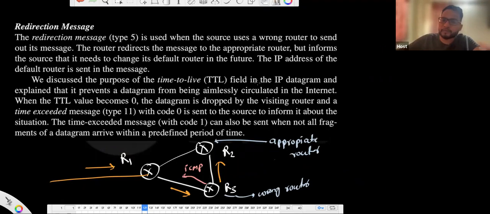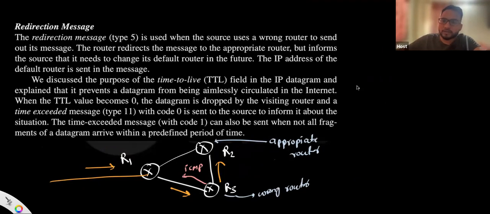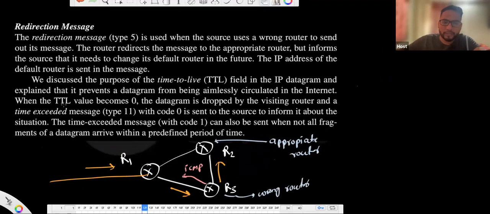So we discussed the purpose of TTL. Let's just see why they have written this TTL here. We discussed the purpose of TTL in the field of the IP datagram and explained that it prevents the datagram from being aimlessly circulated in the internet. When the TTL value becomes 0, the datagram is dropped by the visiting router and the time exceeded message with code 0 is sent.